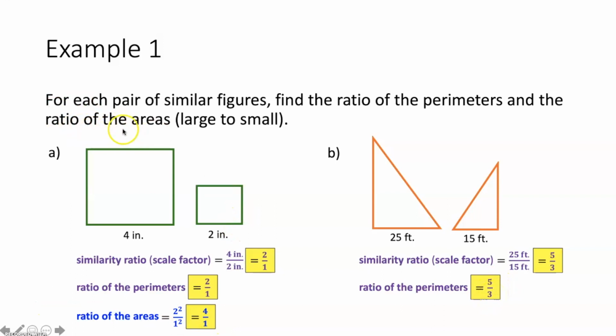Lastly, we need to find the ratio of the areas. So the ratio of the areas we know we find by squaring the similarity ratio or scale factor. So what is 5 squared over 3 squared? That's going to be 25 over 9. So what this is saying is if you were to find the area of this large triangle and put it over the area of the smaller triangle and simplify that ratio down, you would get 25 over 9.